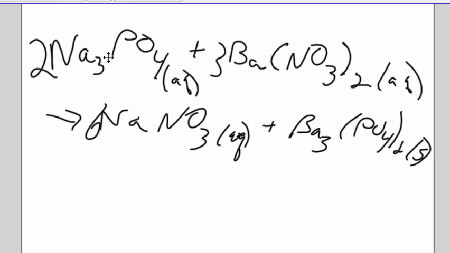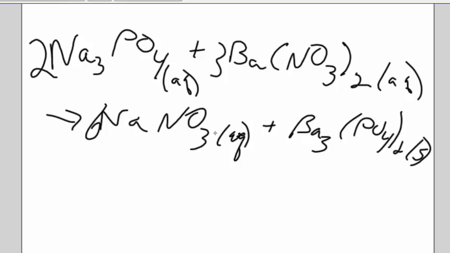So hence, sodium phosphate here is aqueous. Sodium nitrate here is aqueous. The other rule is nitrates. Anything with a nitrate is aqueous. Those two rules will pretty much get you anywhere. Compounds with +1 ions, aqueous. Compounds with nitrates, aqueous. Always. So the pattern for a precipitation reaction is two aqueous reactants. Then the products are one thing that's aqueous and one thing that's solid.